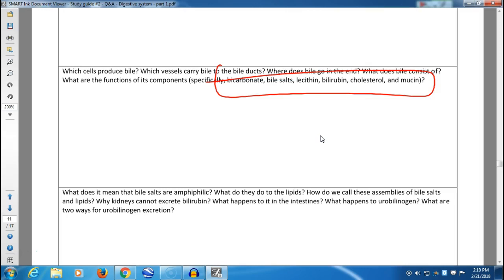In the intestine, what happens to it? There are two options for bilirubin. It can be excreted with feces, or it can be converted to urobilinogen, which then enters enterohepatic circulation and gets in the blood and filtered out from the blood by the kidneys. Okay?